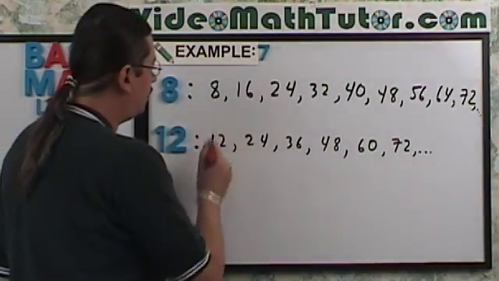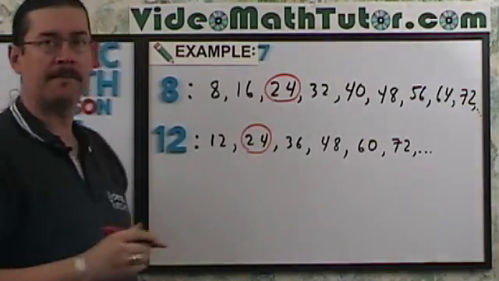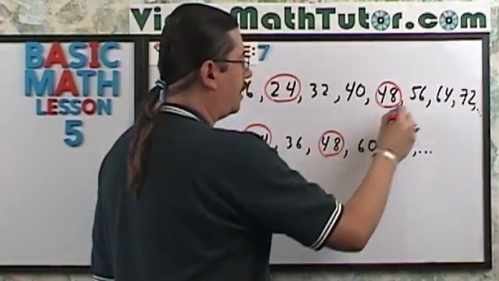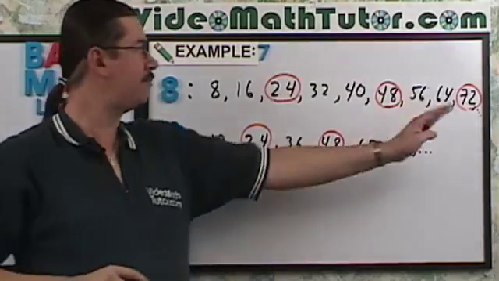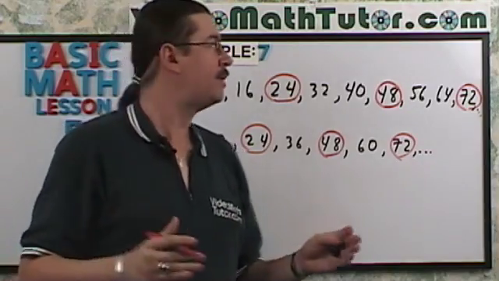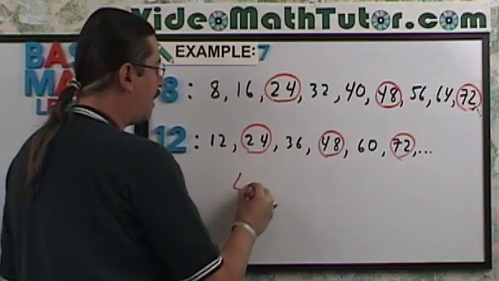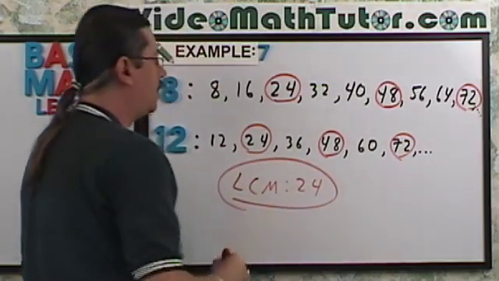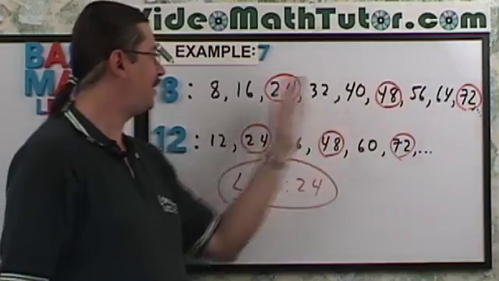Well, looking at this, I can see, oh, right here, 24 is a common multiple. Are there any others? Well, yeah, right here, 48, and right here, 72 is another. And actually, we can go on forever. We can always find other things in common. But LCM means the least common. So of the 3 that we have so far, we want the lowest, the smallest one. So the LCM, in this case, is going to be 24.